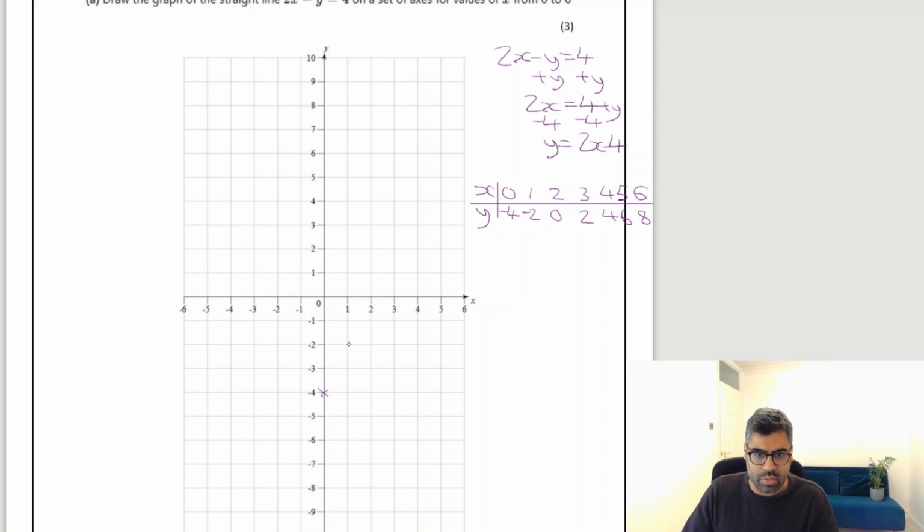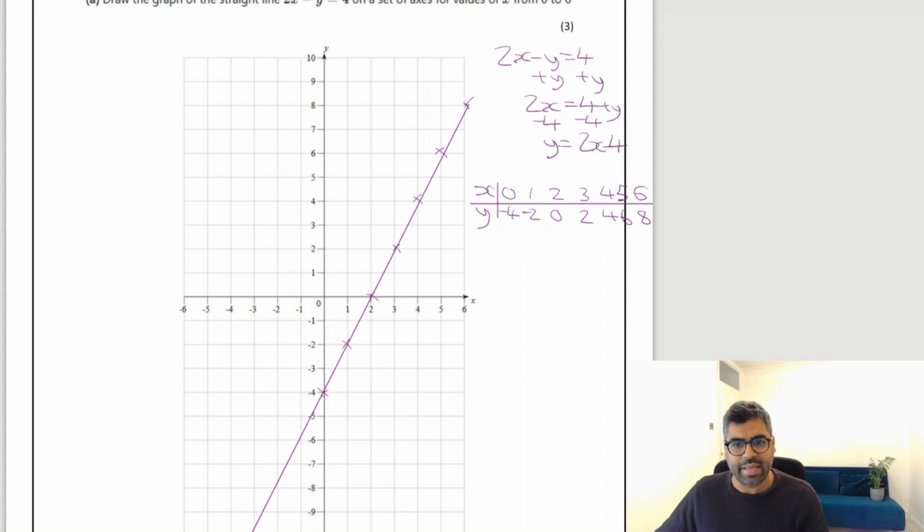1, minus 2 is here. 2, 0 is here. 3, 2 is here. Again, we can see a bit of a pattern going on here. So rather than looking at each individual point, I can just plot them here, and 6, 8 is here. And then we just do a straight line to join them up.